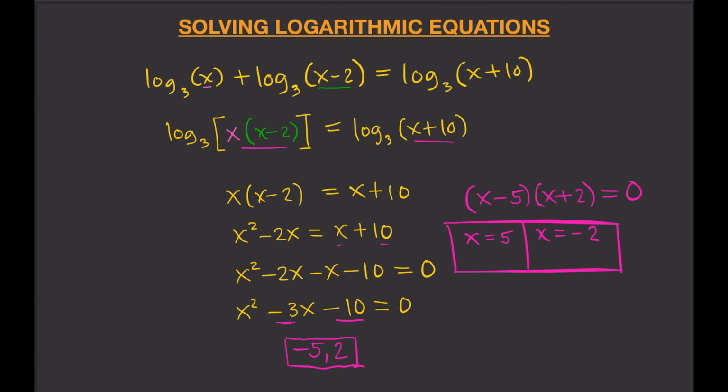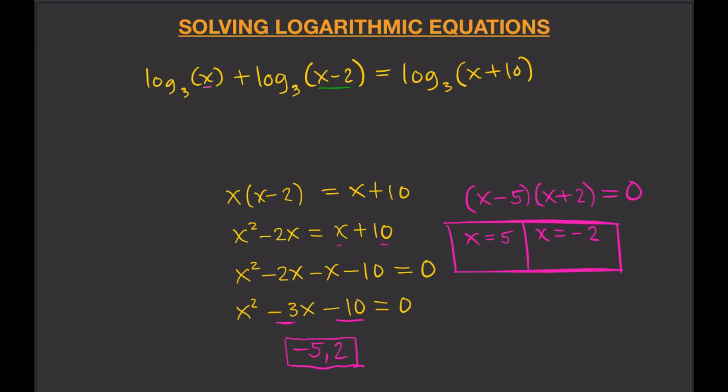But we have to check if these two are indeed solutions to the logarithmic equation that was given, because sometimes there's what we call an extraneous solution. It sort of pretends to be a solution, but it is not really a solution. So let's test x equals 5. What we're going to do is plug in x equals 5 to our logarithmic equation.